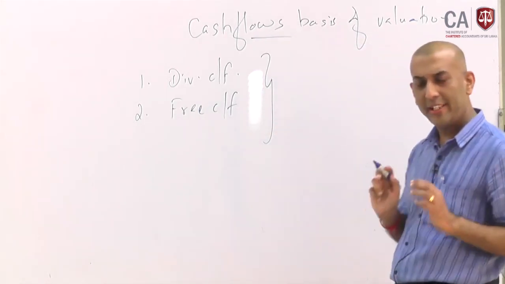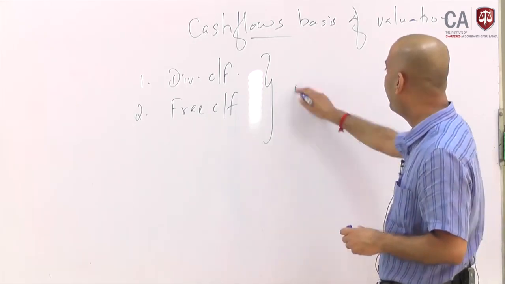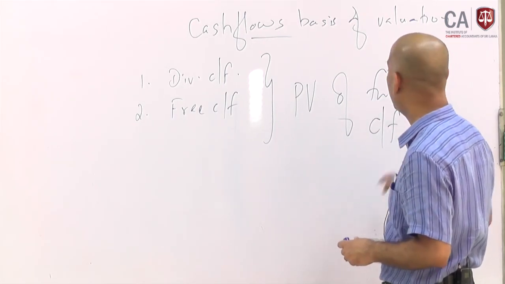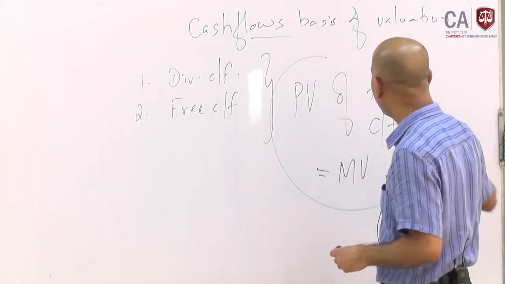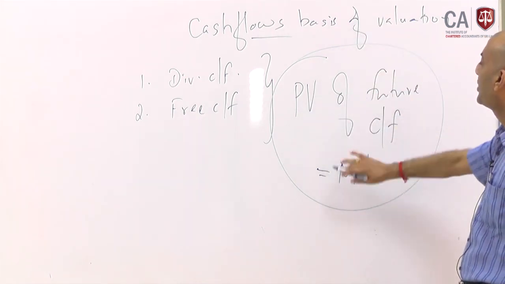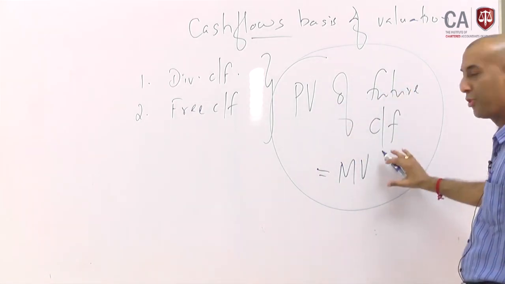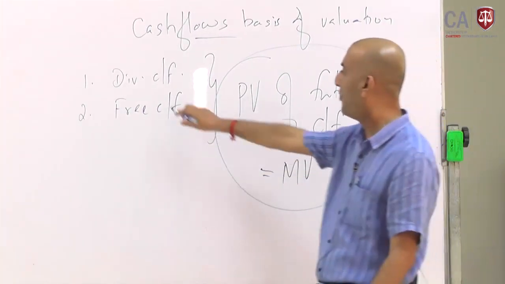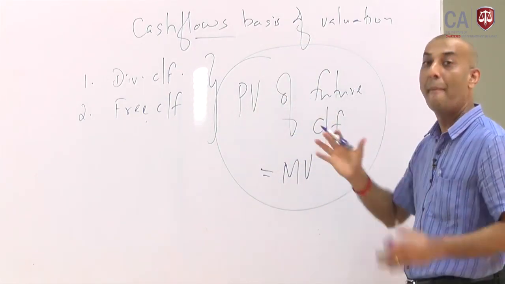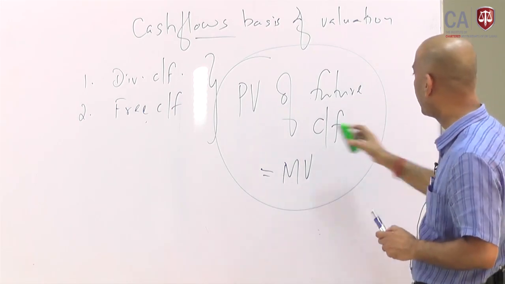In both these methods, the logic of valuation, or the underlying principle, is that the present value of future cash flow equals your market value. Please note, the market value of the company is the present value of future cash flow. Your value of the company today equals the present value of future cash flow. That future cash flow can be dividend cash flows or free cash flow.